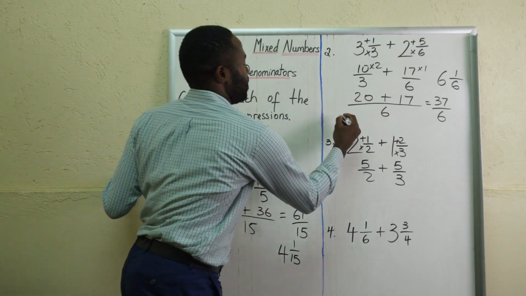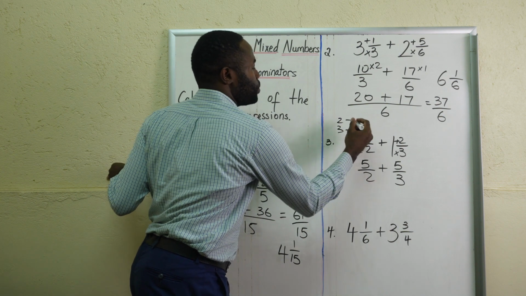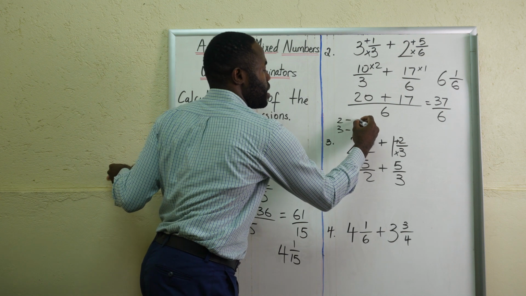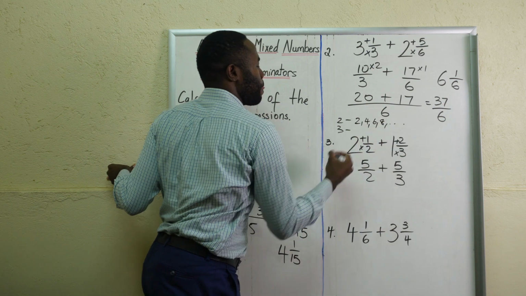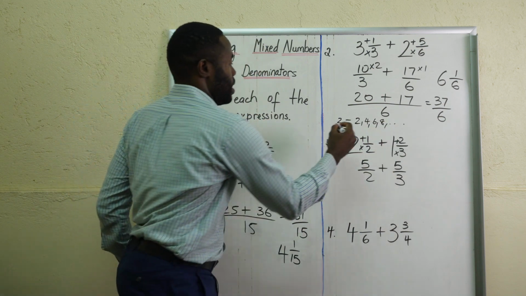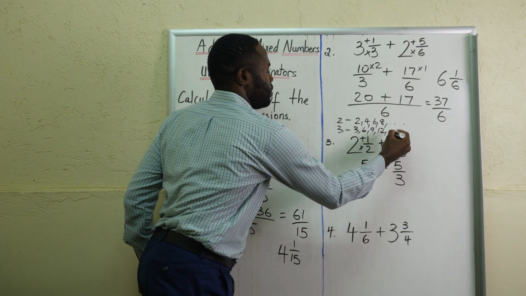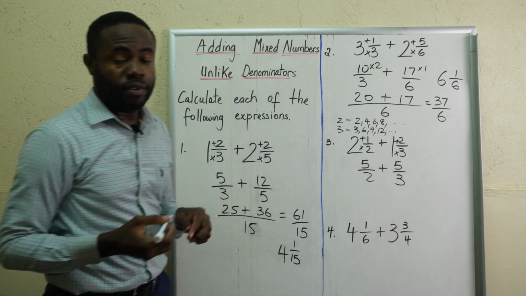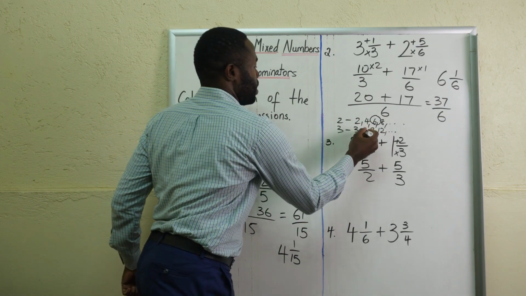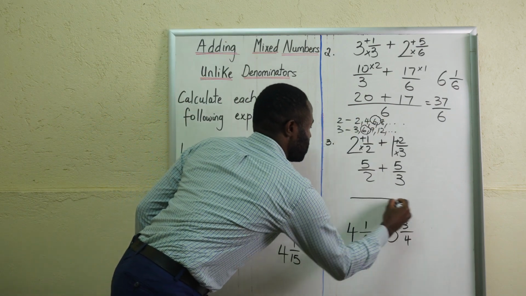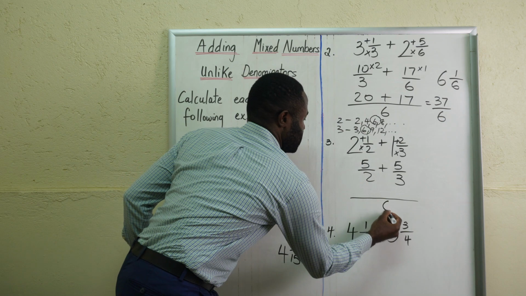What you can do is simply list the multiples of the denominators given. So for example, the multiples of 2 are 2, 4, 6, 8, and so on, right? And the multiples of 3 are 3, 6, 9, 12, and so on, right? If you look closely at both of them, you notice that 6 is common and it is the lowest one that we can see, right? So the LCM, or the lowest common denominator of 2 and 3, would be 6.